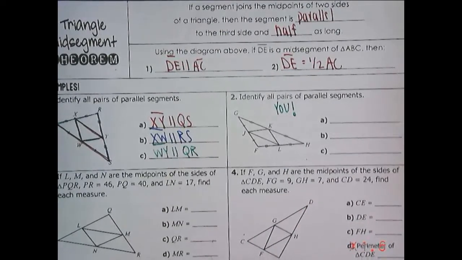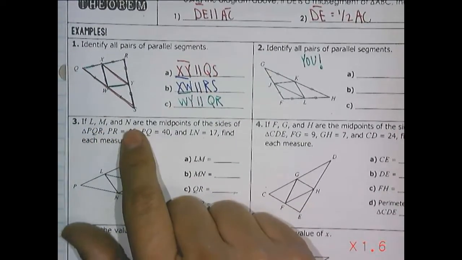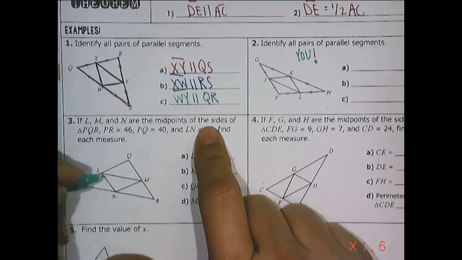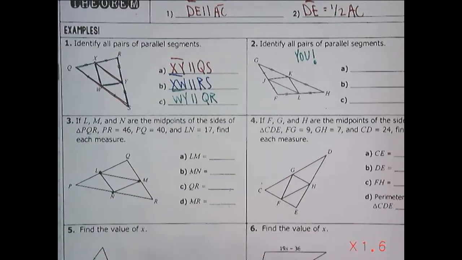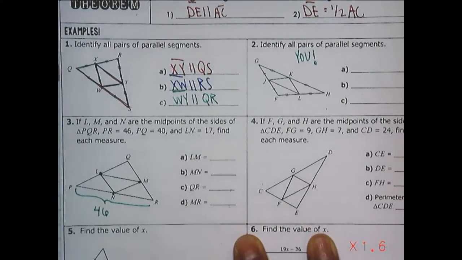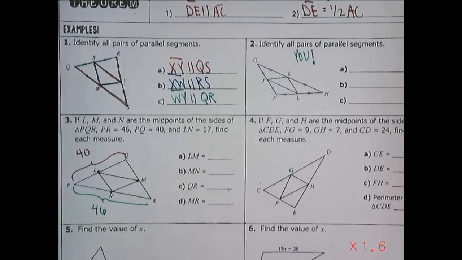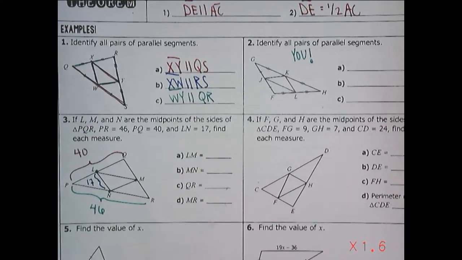All right. Now let's put some of this practice to use here. It says, if L, M, and N are the midpoints of the sides of triangle PQR, and PR, this entire segment, equals 46, and PQ, this entire segment, equals 40, and then LN, this little guy right here, equals 17. We need to find each of these measures.